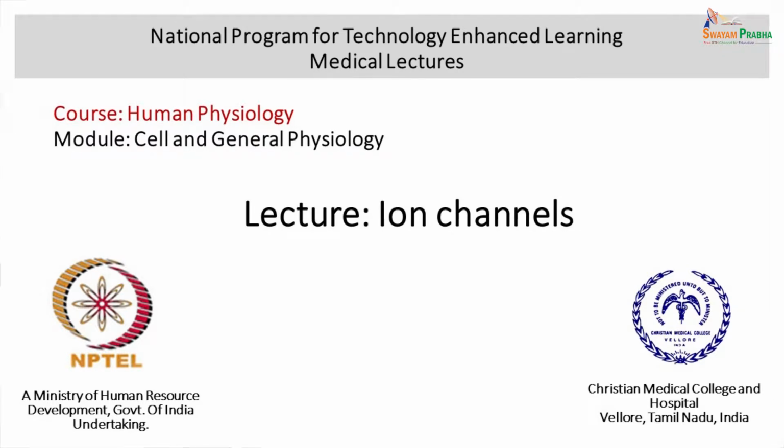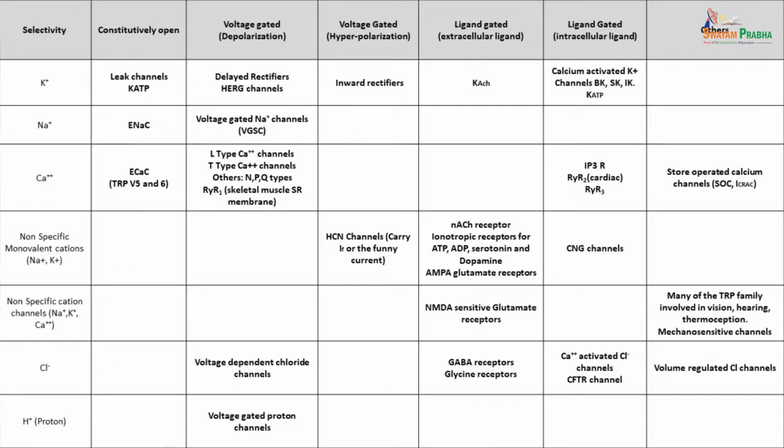So we will continue our discussion on the different ion channels that are present in the body, and in the last module we discussed this simple tabular column which shows the different ion channels on one axis, as well as showing the different ways in which they are gated on the other axis. So this axis shows their selectivity and this axis shows their gating.